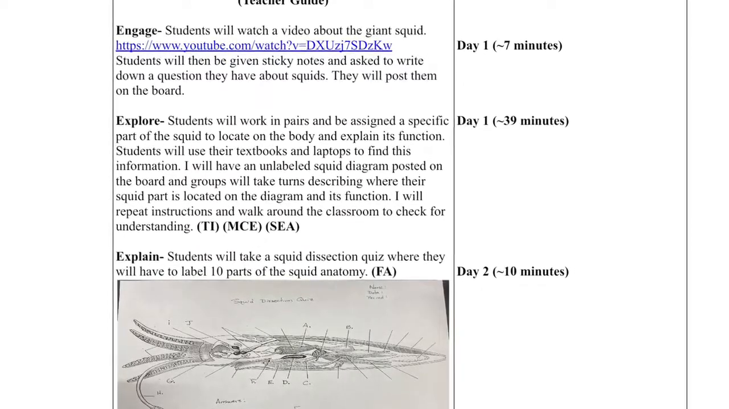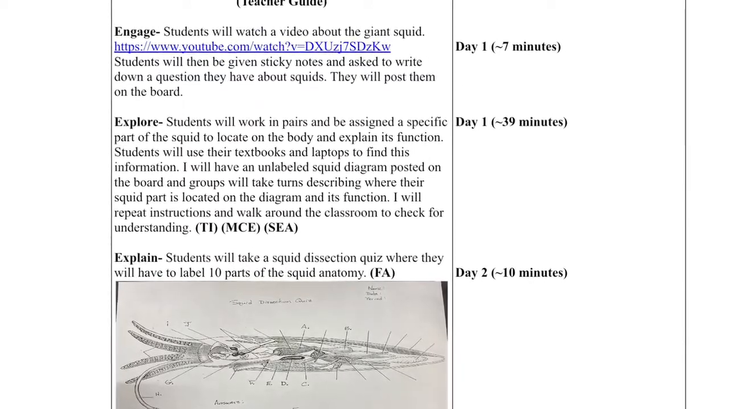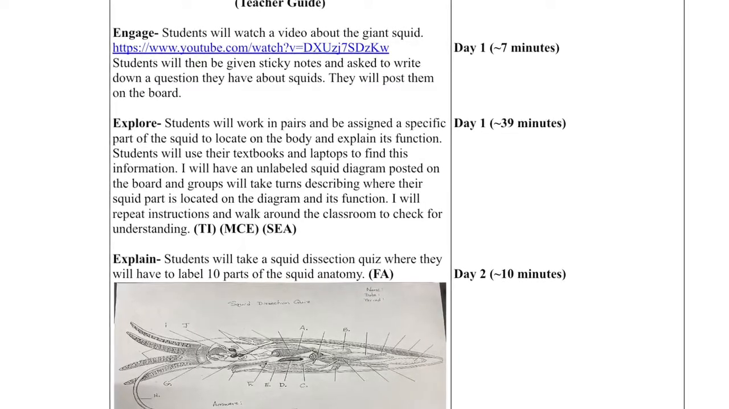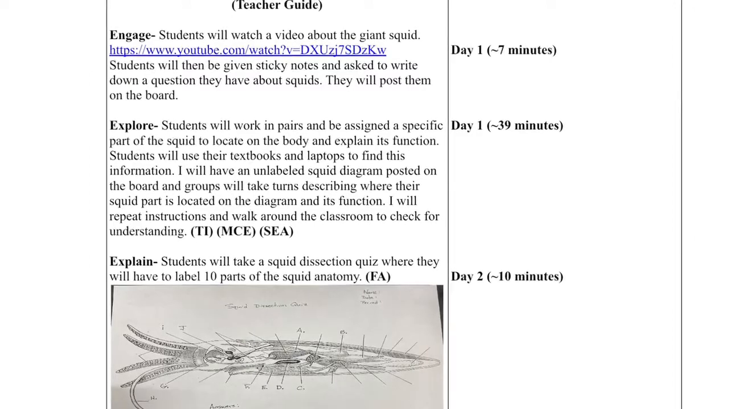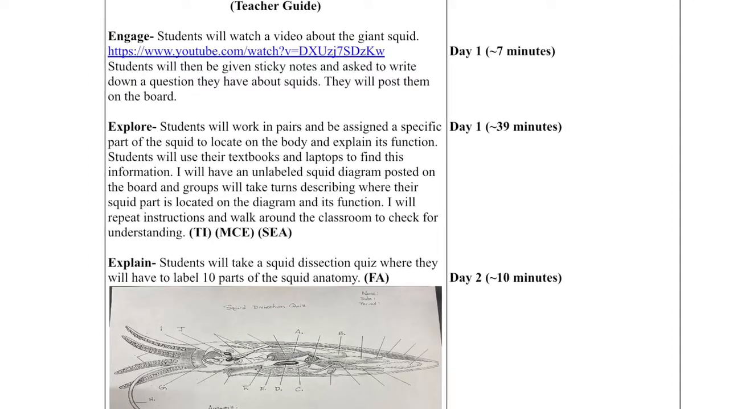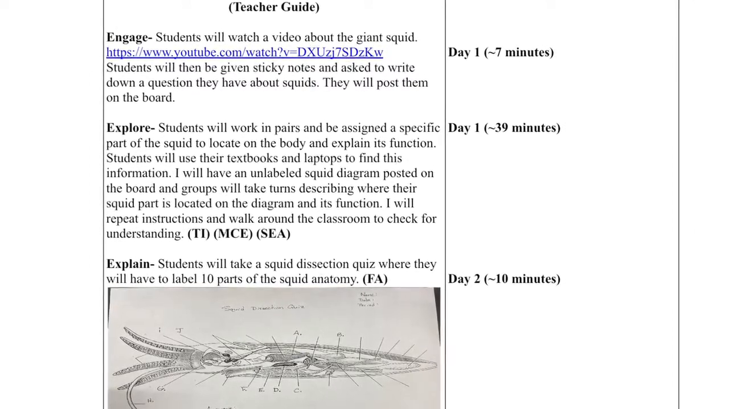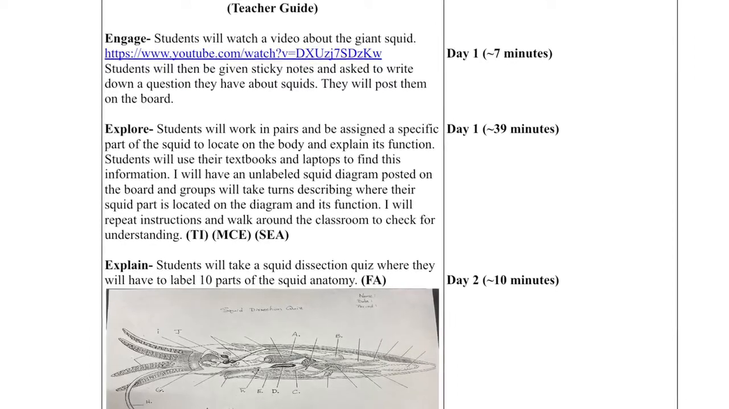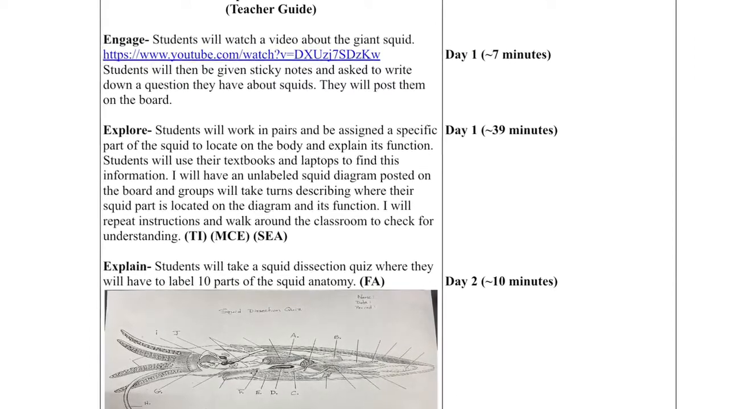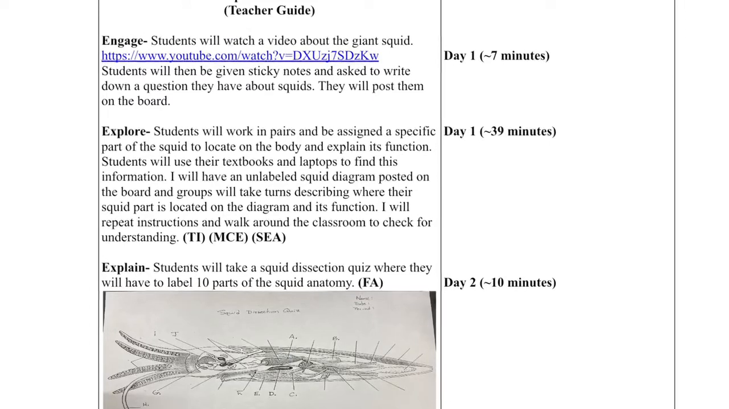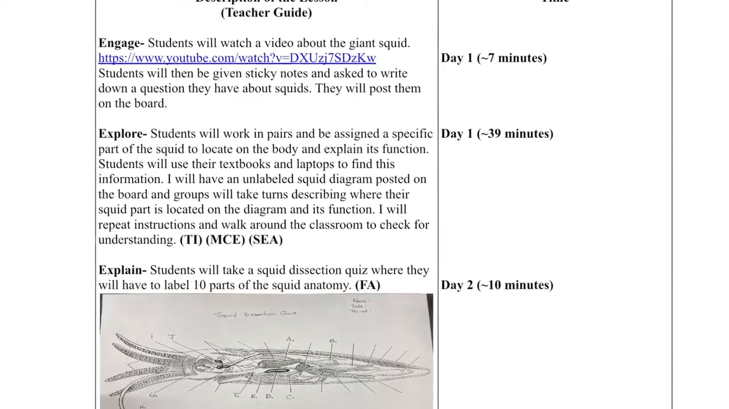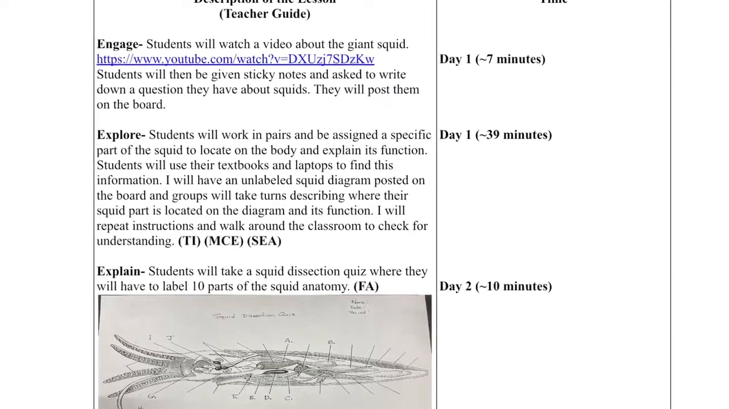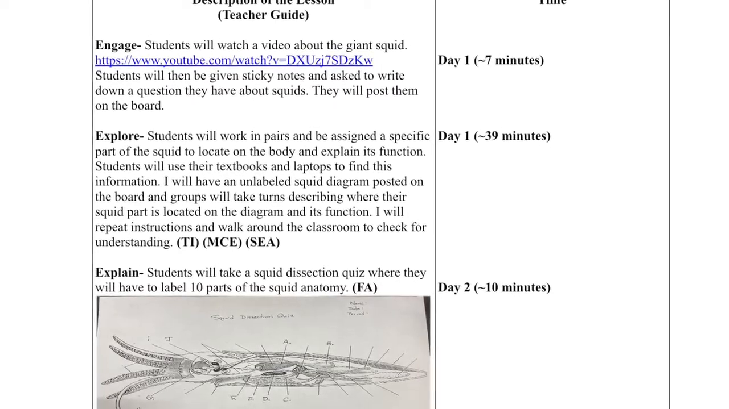And for this one, we're doing the 5E version of the lesson plan. So to start off, to engage students, we'll have them watch a short video going over the giant squid just to get them engaged and interested in the subject. And then after that, we'll give each student a sticky note and ask them to write down a question they have about squids or something they already know about them, and we'll have them post it on the board just to start getting them more thinking about the subject.